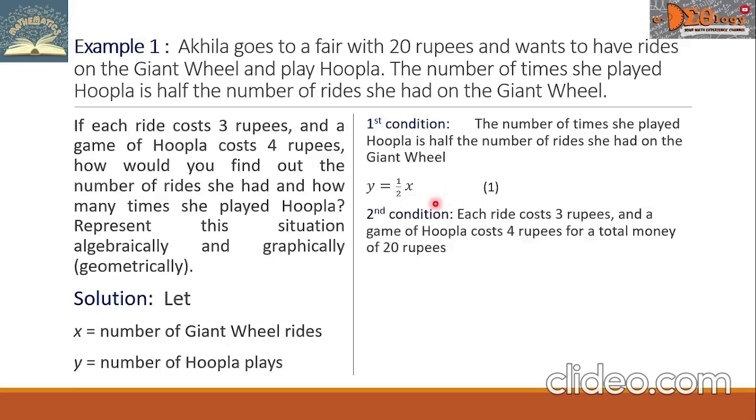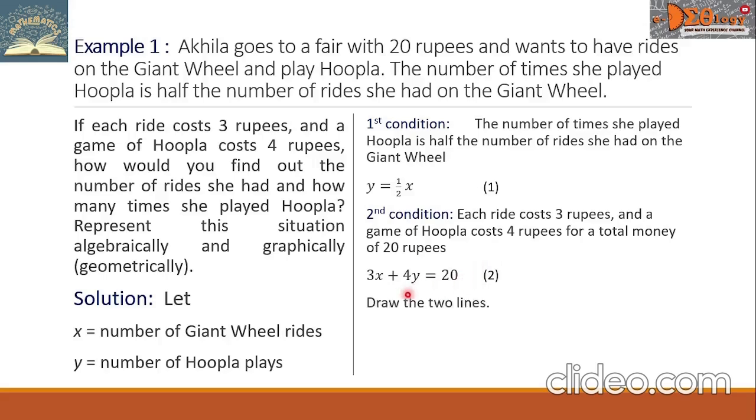For the second condition, it says each ride cost 3 rupees and a game of hoopla cost 4 rupees for a total money of 20 rupees. We represent this as equation as 3x plus 4y equals 20. This is our second equation.